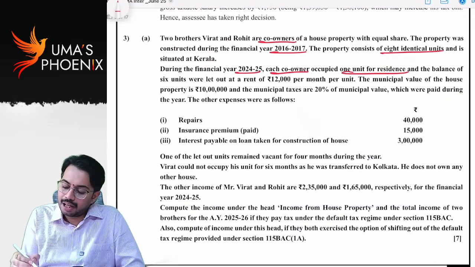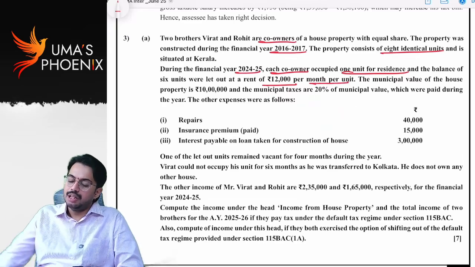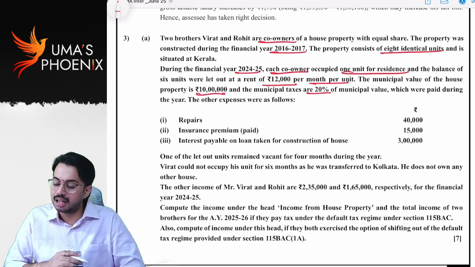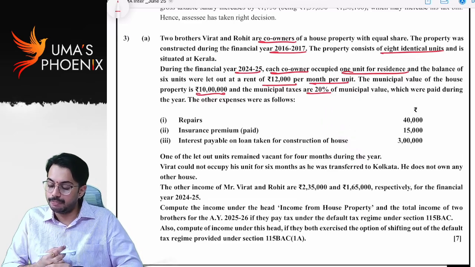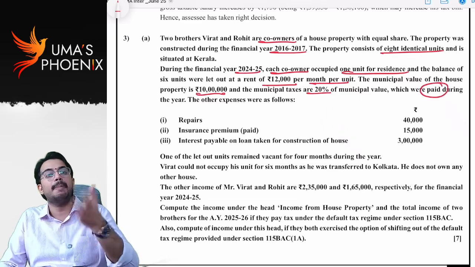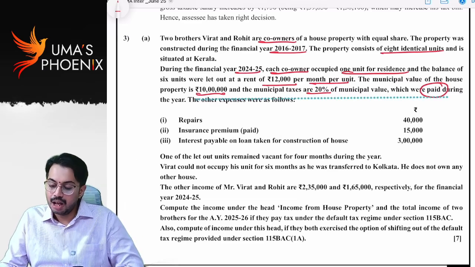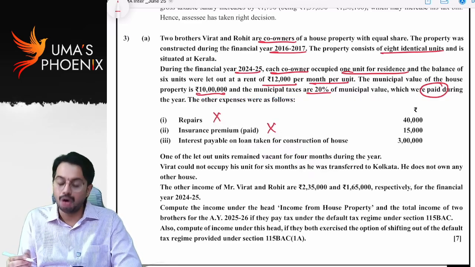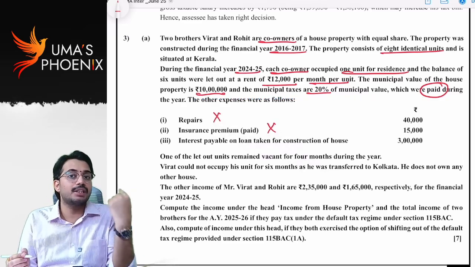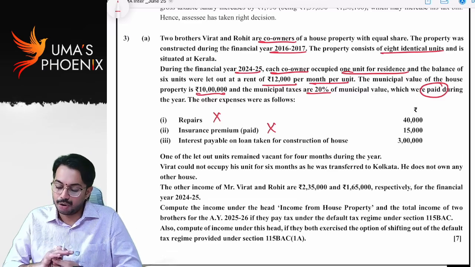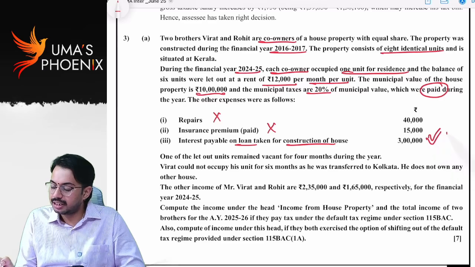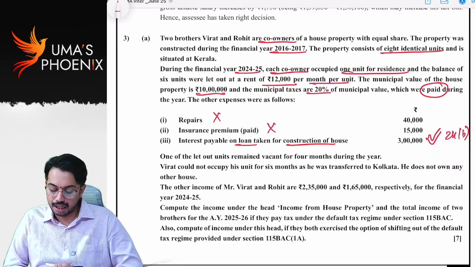They are let out for 12,000 per month per unit. The municipal value of the house is 10 lakhs. Municipal taxes are 20% of municipal value, which were paid, so they are allowed as deduction. Other expenses are as follows. Repairs, whether actual repairs allowed? No. Insurance premium allowed? No. Actual expenses are not allowed. In place of actual expense, standard deduction is allowed. Interest payable on loan taken for construction of house is allowed as deduction under 24B.